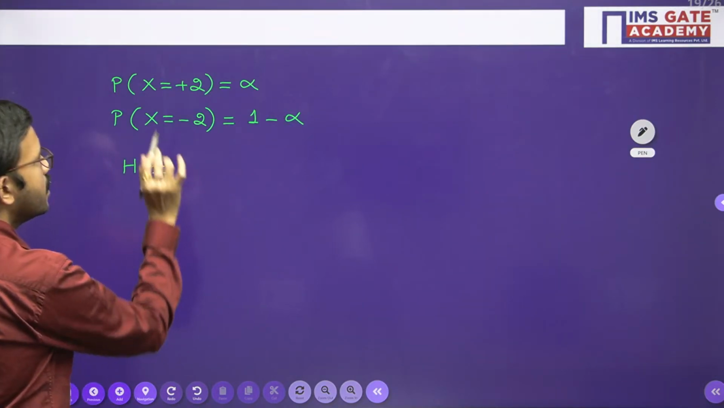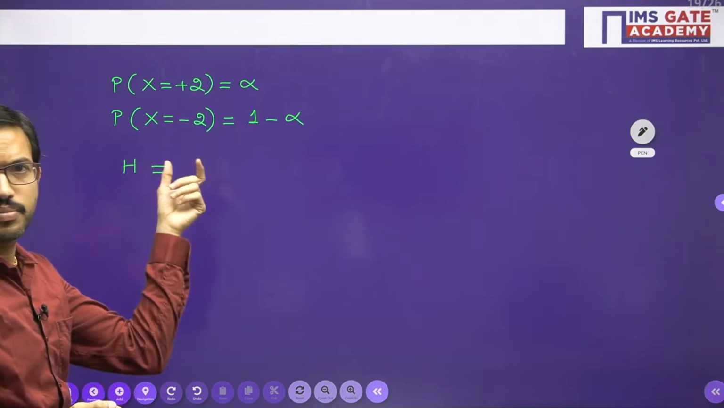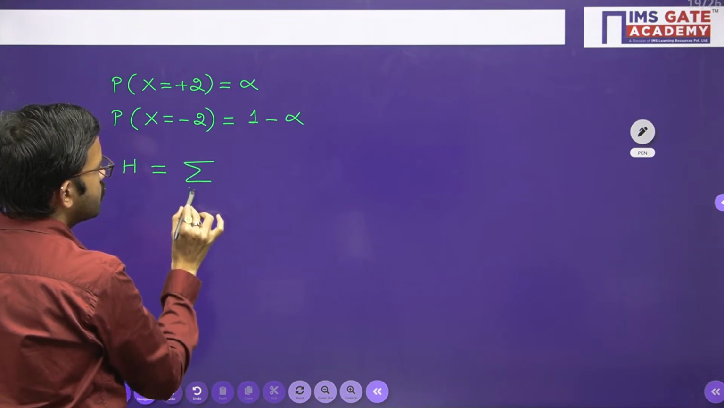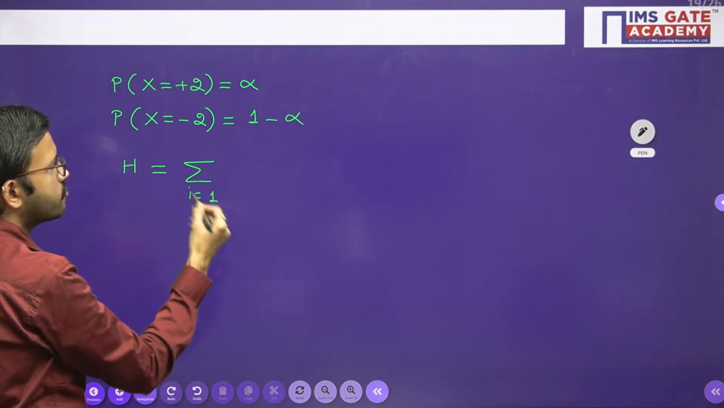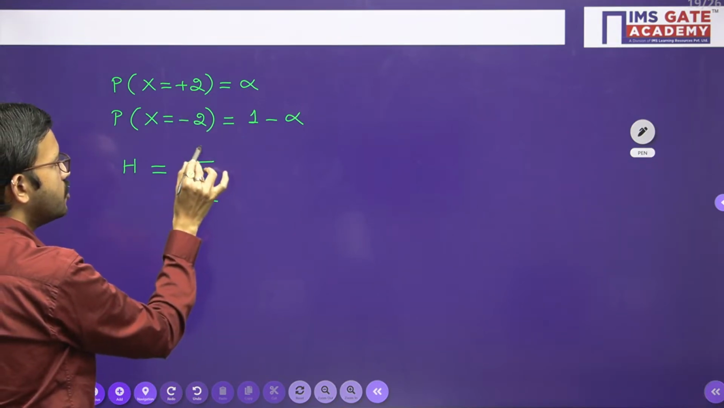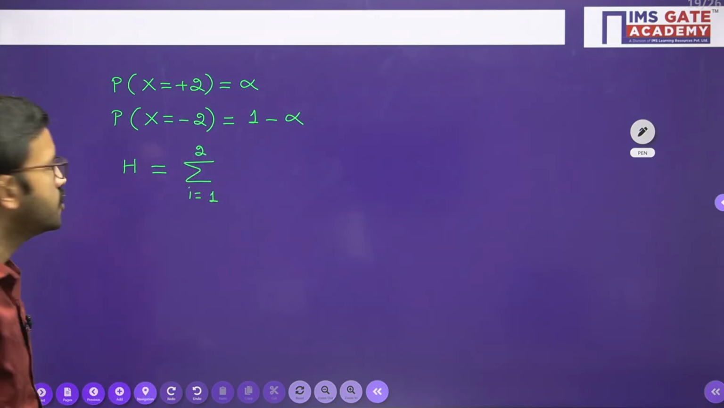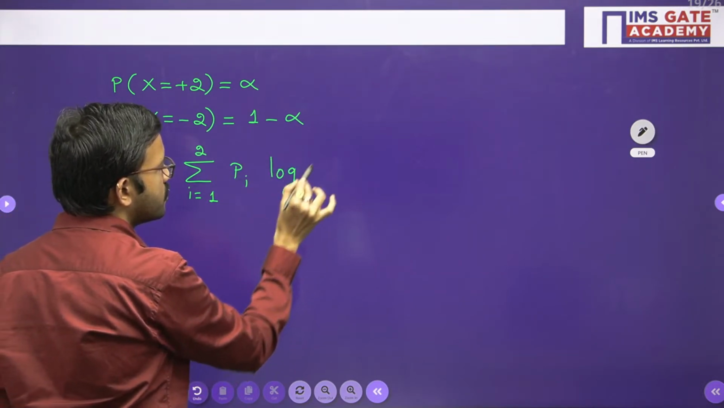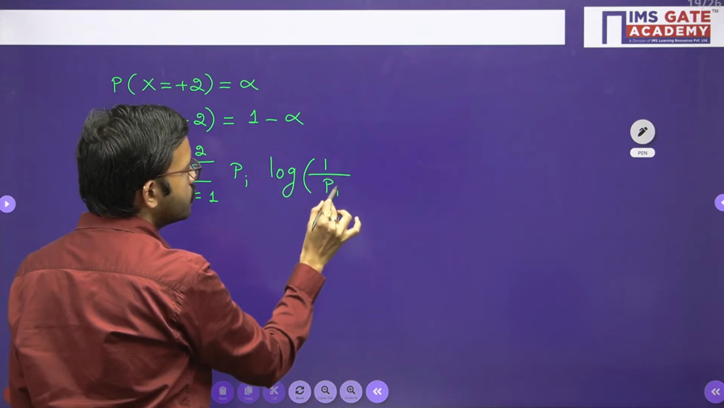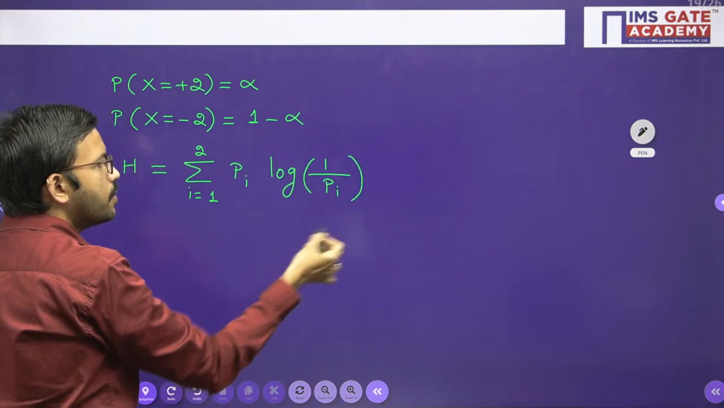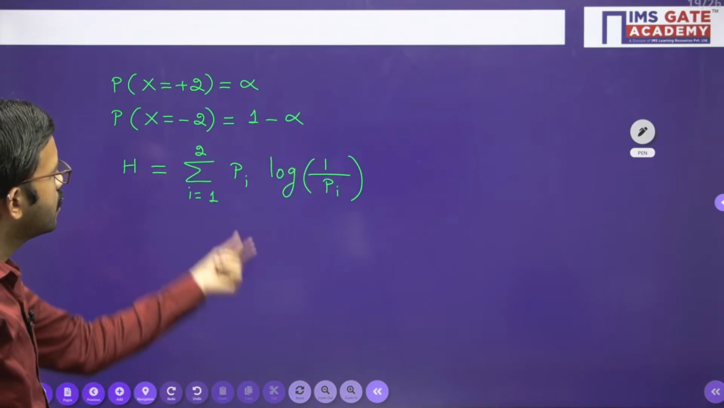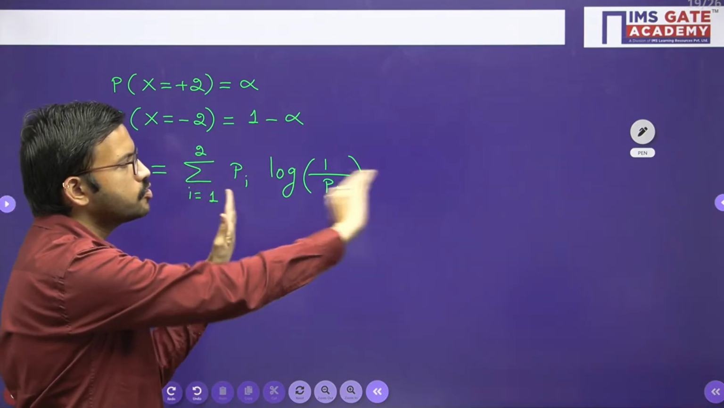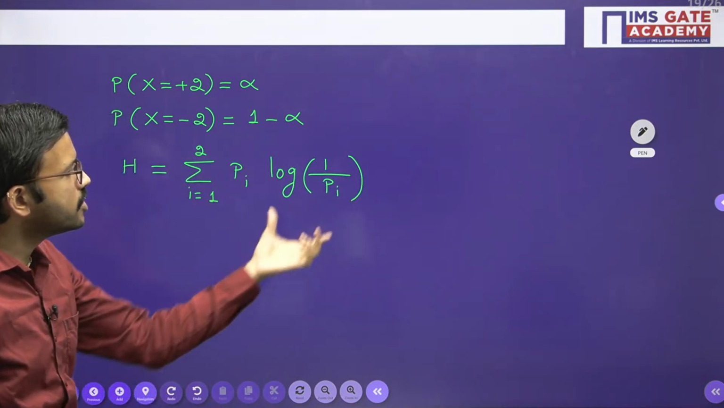Entropy is nothing but, here you are having a discrete random variable. So I am considering the summation from i equal to 1 to 2 in the generalized case, because you are having only two possible values. Probability into log 1 by probability. Log 1 by probability is nothing but information, right? So probability into information, like that you have to do for all the possible outcomes. From there you are going to get entropy.